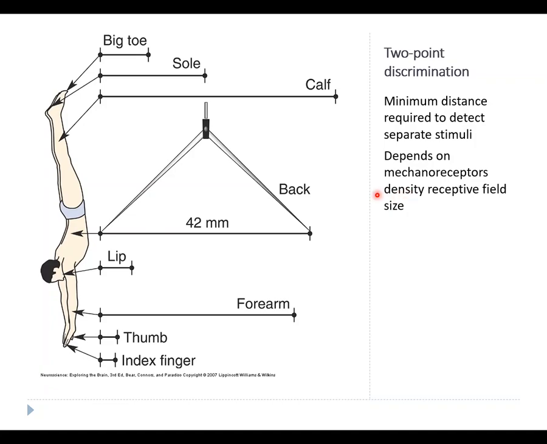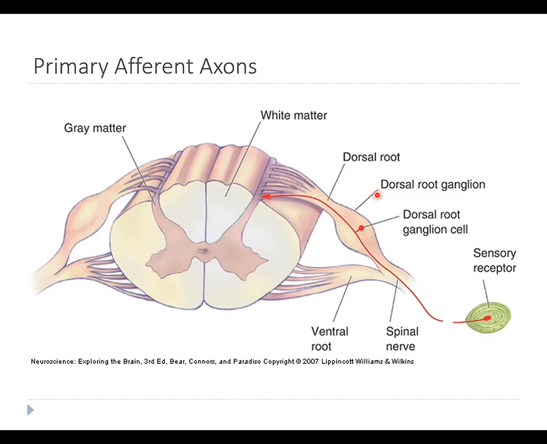So we will stop there, and next time I'll talk about the primary afferent axons that go from the skin to the spinal cord.